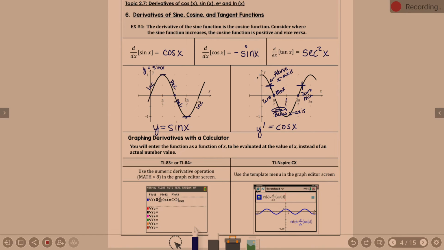Wait, so what's the graph of secant squared x? I don't know that. No, you don't have to know the graph. You just have to know the derivative of tangent, which is secant squared. Okay.